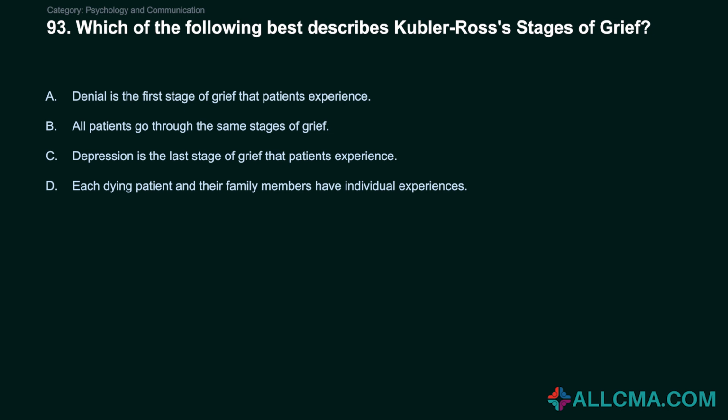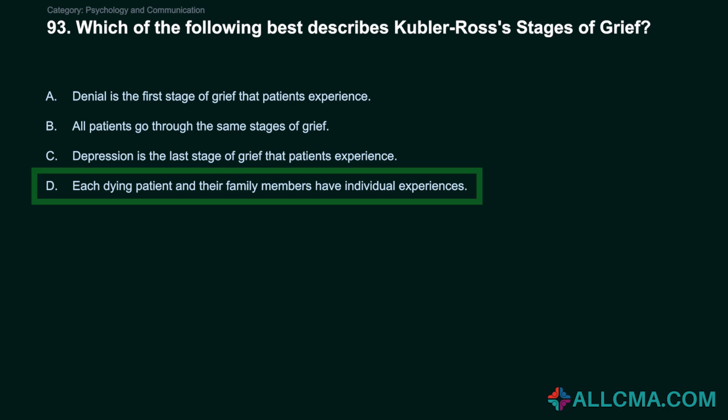93. Which of the following best describes Kubler-Ross's stages of grief? A. Denial is the first stage of grief that patients experience. B. All patients go through the same stages of grief. C. Depression is the last stage of grief that patients experience. D. Each dying patient and their family members have individual experiences. Correct answer: D. Each dying patient and their family members have individual experiences.